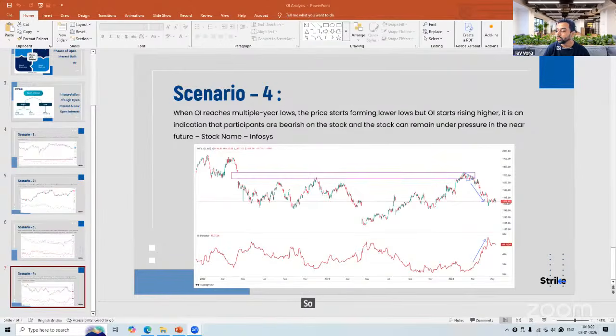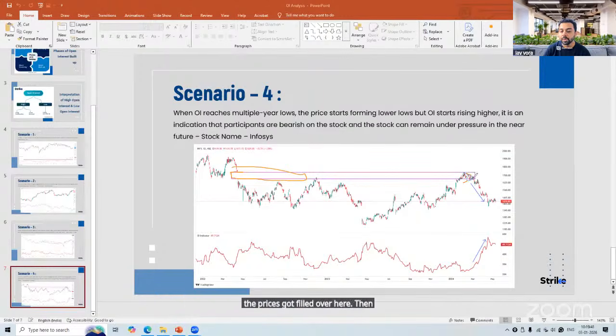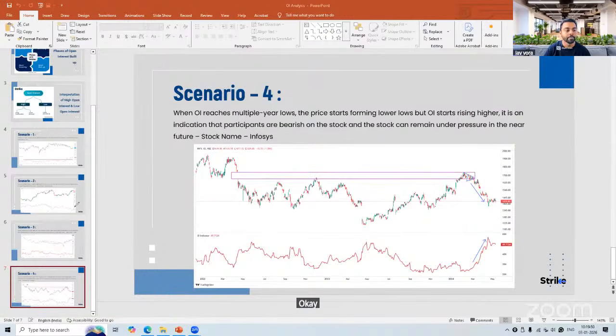So over here, in this case, you can see that the open interest was very low. And then as the trend started picking up, the open interest rose higher. And over here, there was a bigger gap area. The prices got filled over here. Then it formed a triangular pattern, and after that, there was a breakdown. From 1700, Infy fell to almost around 1200 or so, and that's where open interest shot up higher. So, these are the kind of variations that you see.